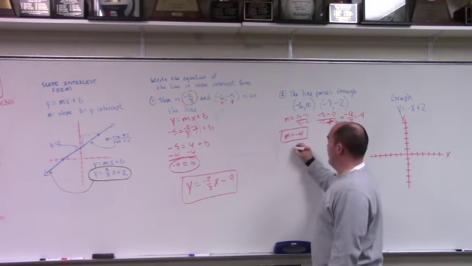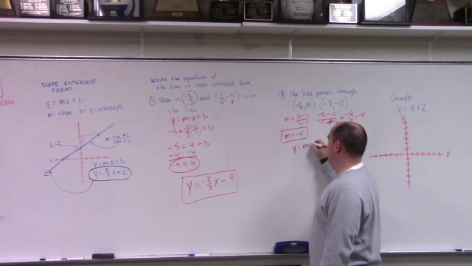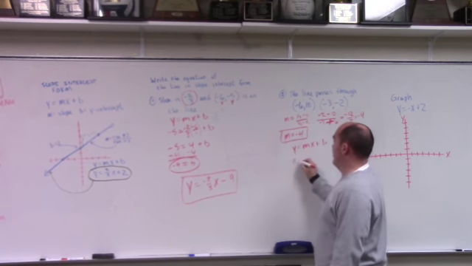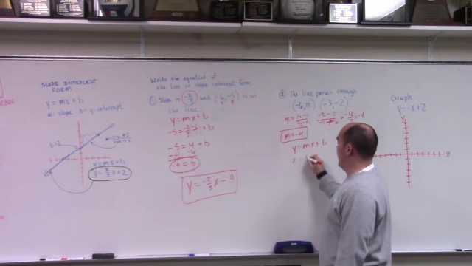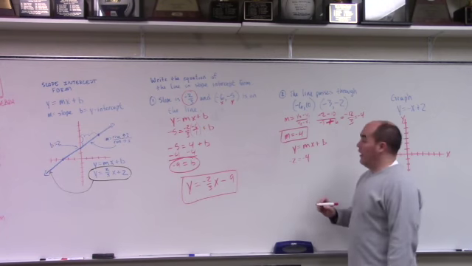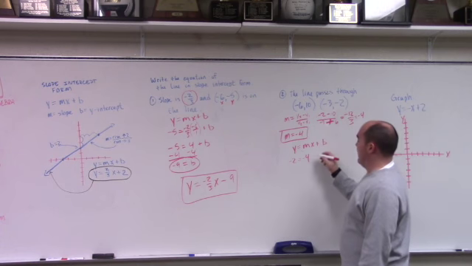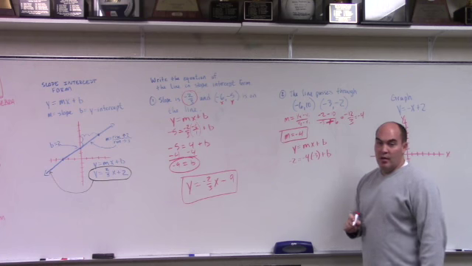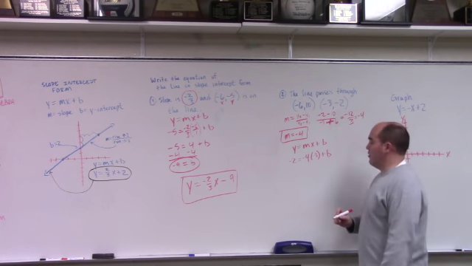So I'm going to write down y equals mx plus b. My y value is negative 2. My m is negative 4. My x over here is negative 3. And then I'm trying to find out what my y-intercept is so I can write this equation.